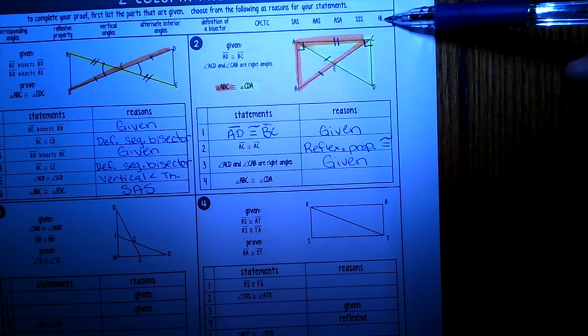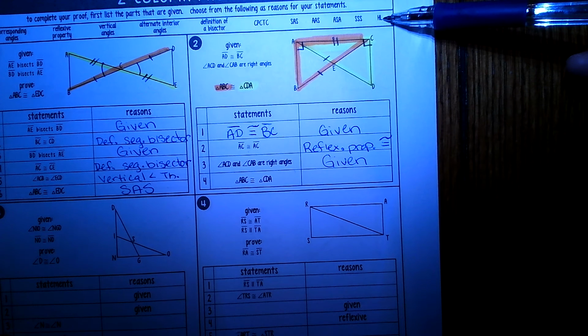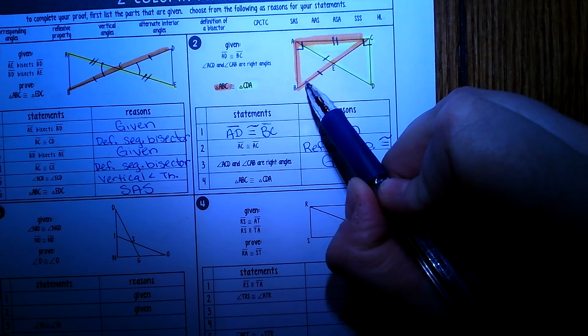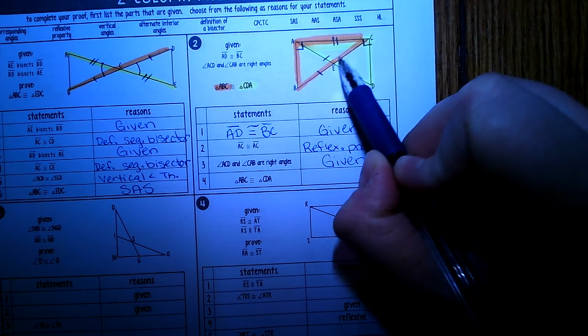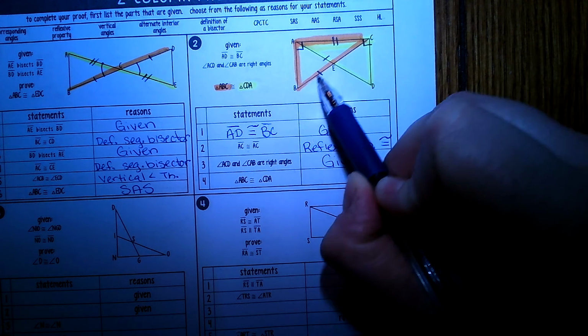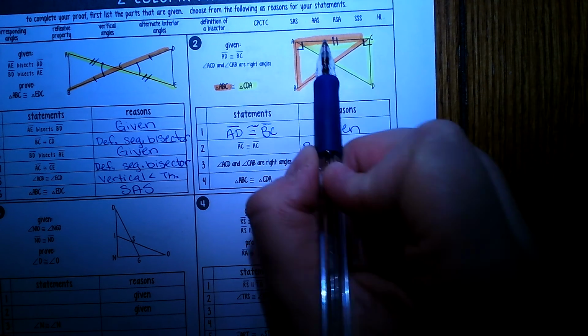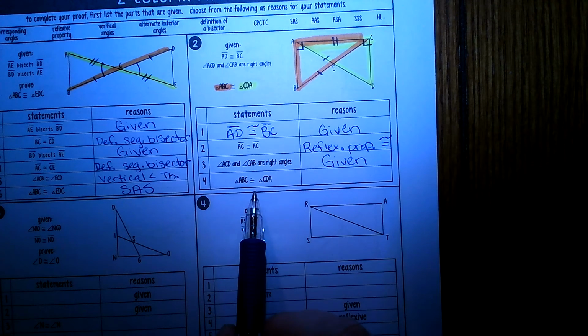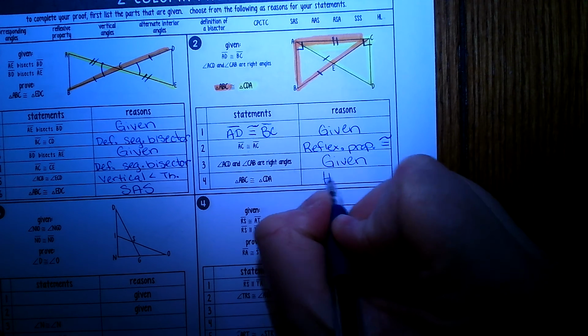And now I can consider HL. Remember, HL stands for hypotenuse leg. Here we do have a hypotenuse and a leg because we are dealing with a right triangle. The long side of the triangle is called the hypotenuse. The shared side over here, AC, is the leg. So these two triangles are congruent by hypotenuse leg.